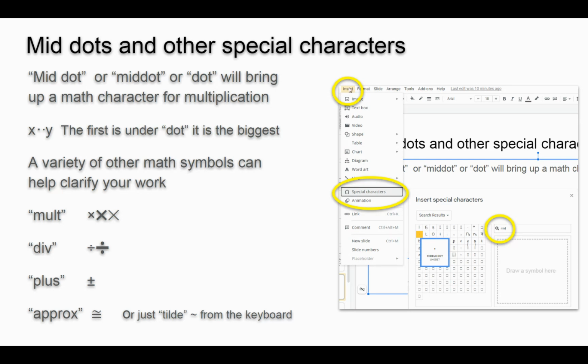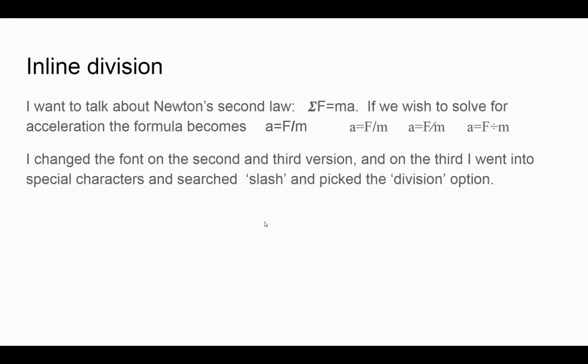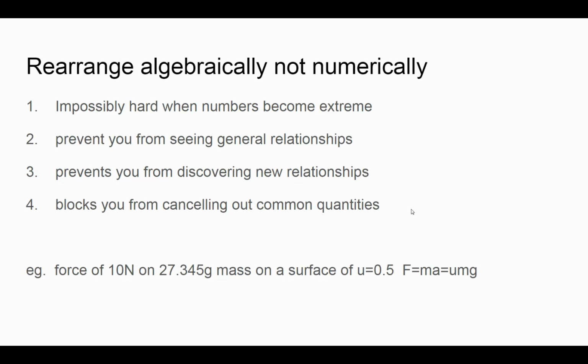Now, this is going to be a big marks killer for a lot of you. I'm not saying that to be mean. I'm saying you got to get this under your hood. When numbers become really big, it's going to be hard for you to do anything numerically. You will not see general relationships if all you're doing is plugging in numbers. You won't discover new relationships or formulas. You won't be able to prove anything, and it will block you from canceling out common quantities and making life simpler. What do I mean by the difference?